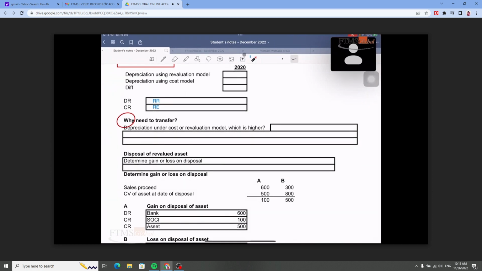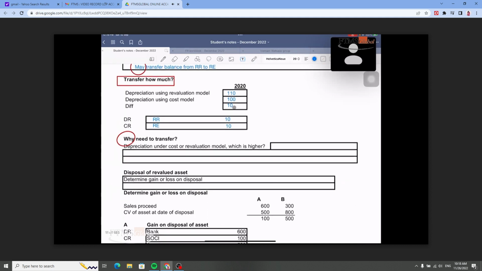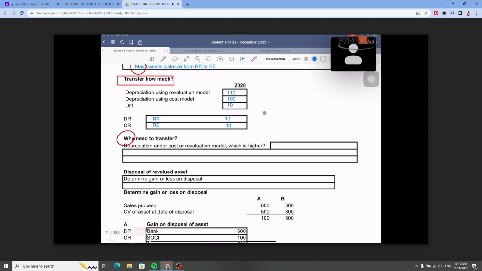So for example, for the higher one, just put one number, 110. Then cost model maybe 100. Then a difference of 10. This 10 will be the amount you will need to transfer. Now I hope everybody knows how to work out how much to transfer. Compute two depreciations, one using revaluation model, one using cost model. The difference will be the amount you transfer.